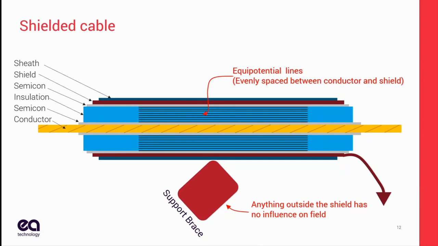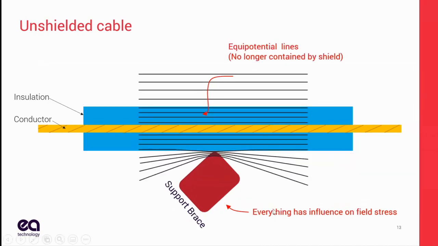So if there's something outside the shield, like this support brace that I've drawn here, it doesn't affect the equipotential lines. The field strength lines stay the same distance apart, within the capability of the insulation. Now, if we put something out without a shield, we get this type of situation where the field is not contained by a shield. And if you have some external device, even if it's not conducting, it can cause a concentration of field stress.